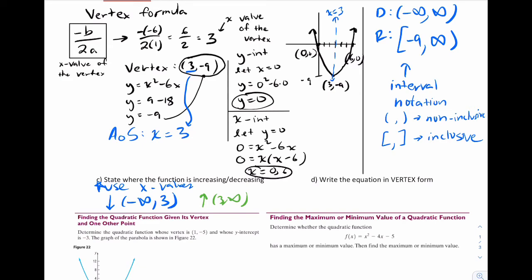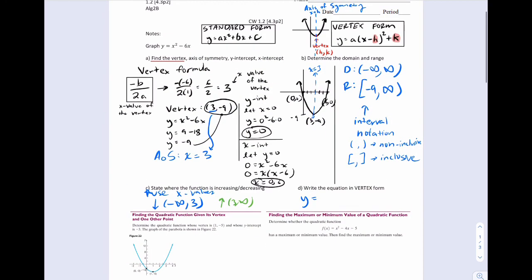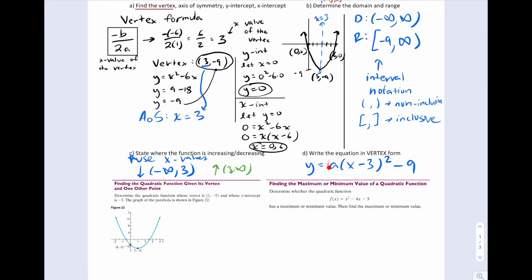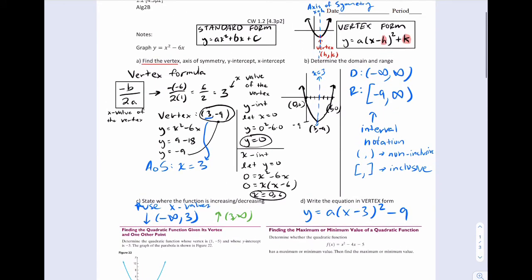And to write the equation in vertex form, this is the cool part. We have the vertex right here, 3, -9. So I can just actually write down what I have already. I have y equals a times (x minus 3) squared, then -9. Now notice how that's almost complete. The only issue is I don't know this a right there. And what's cool is you actually do know the a.